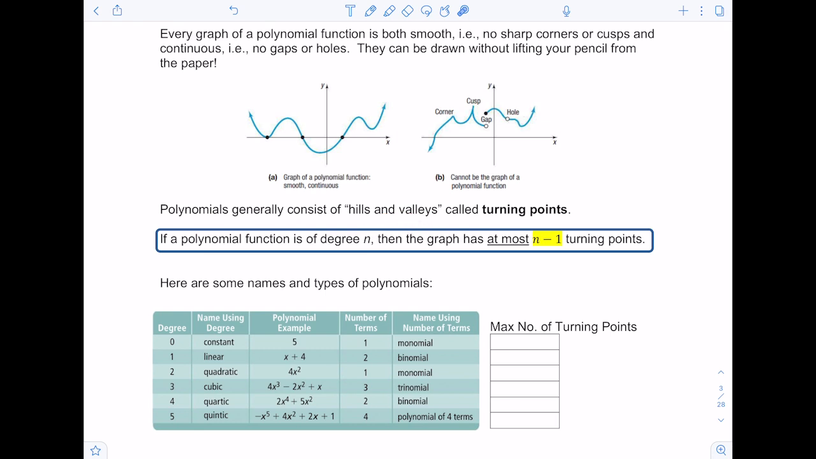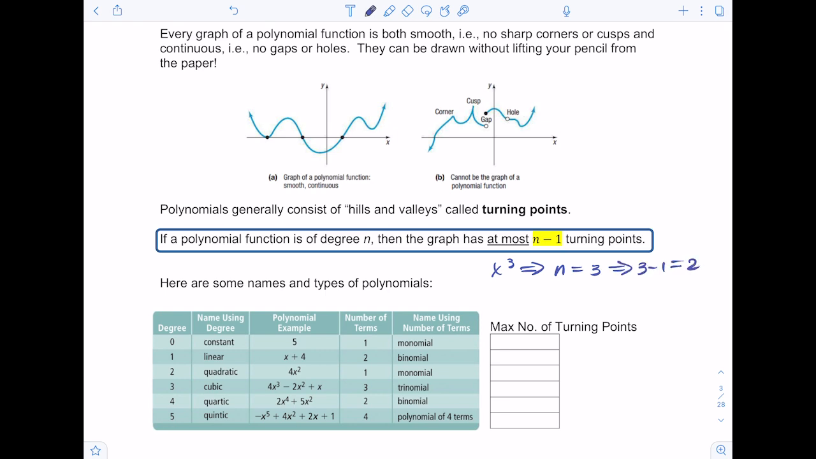We kind of talked about those. Those are called turning points or inflection points. And here's an interesting fact: if you have a polynomial function of degree n, then the graph has at most n minus 1 turning points. So what that means is, let's say I had a graph of x to the third. My n is 3. So that means that that polynomial will have at most 3 minus 1 or 2 turning points.